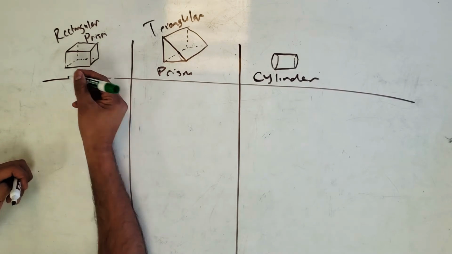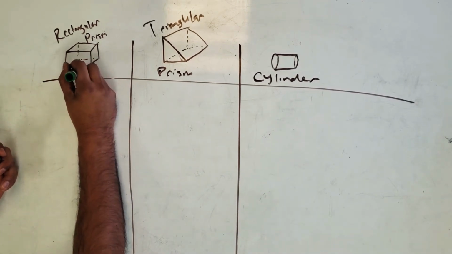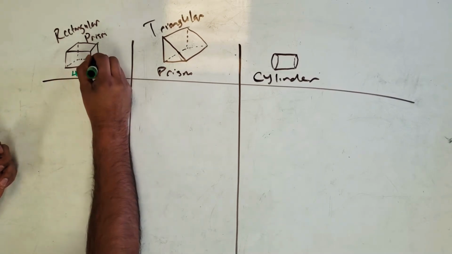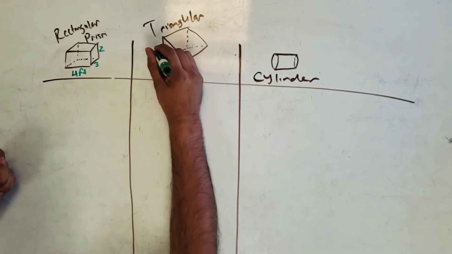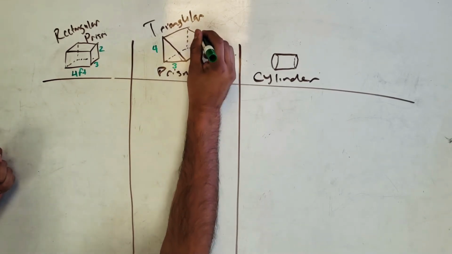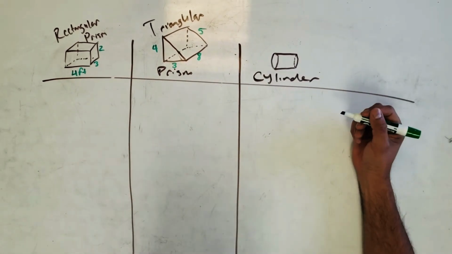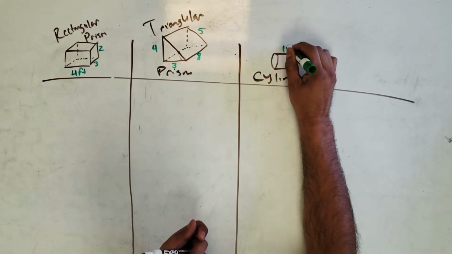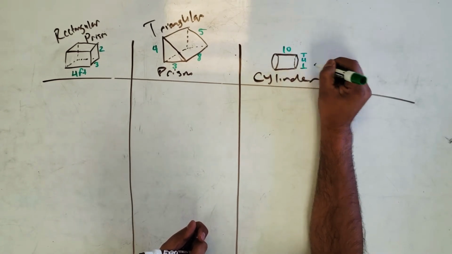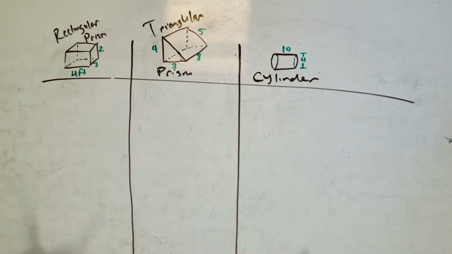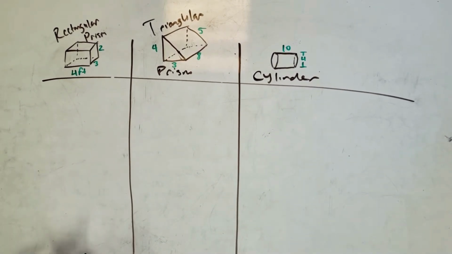So let's copy these down. These are all going to be in feet, okay? So I'll just put feet once. I'll put it right there, 4 feet. This is 3 and this is 2. This is 4, 3, 5, and 8. I'm doing it in a different color so it stands out. And on this one, we're going to call this 10 and 4 from here to there. Okay, so those are all the measurements of all these shapes, of these prisms and a cylinder.